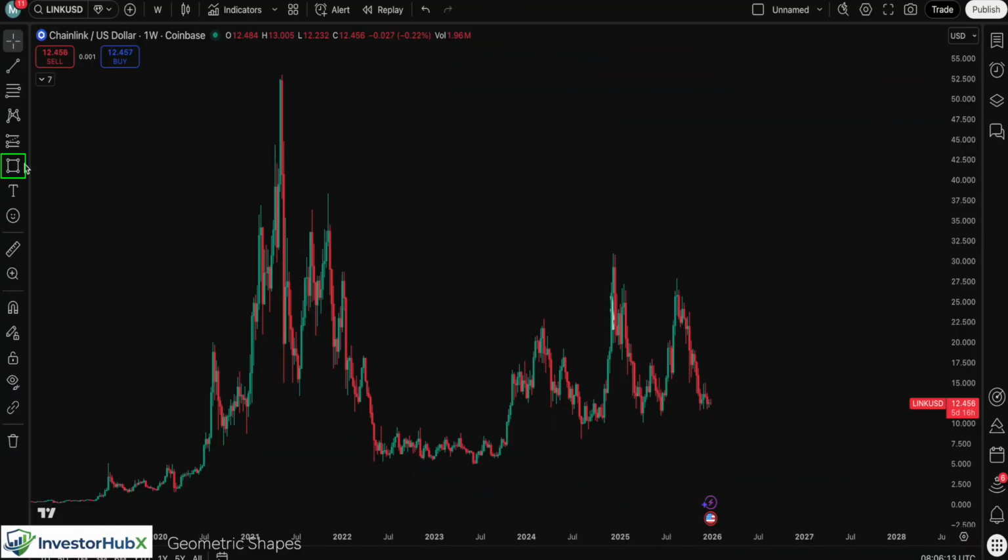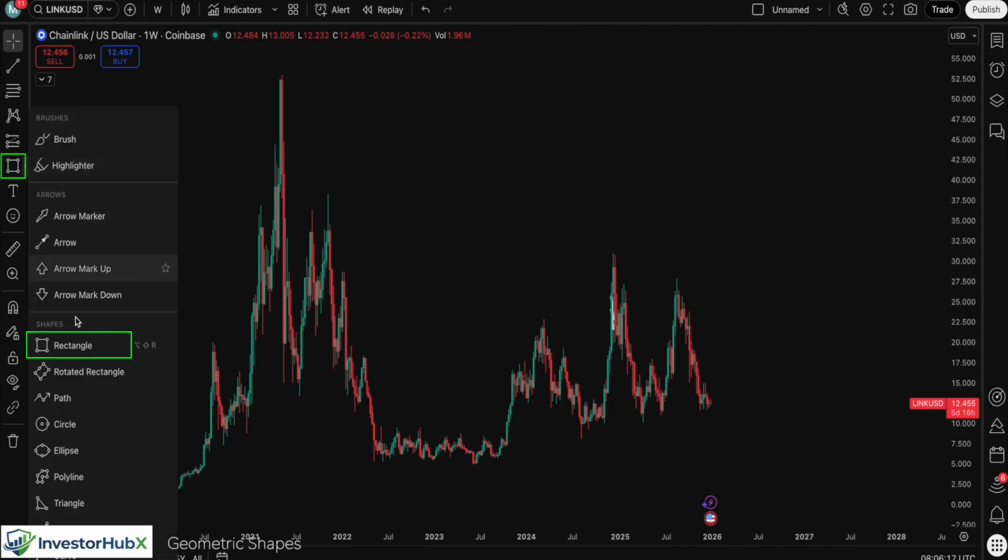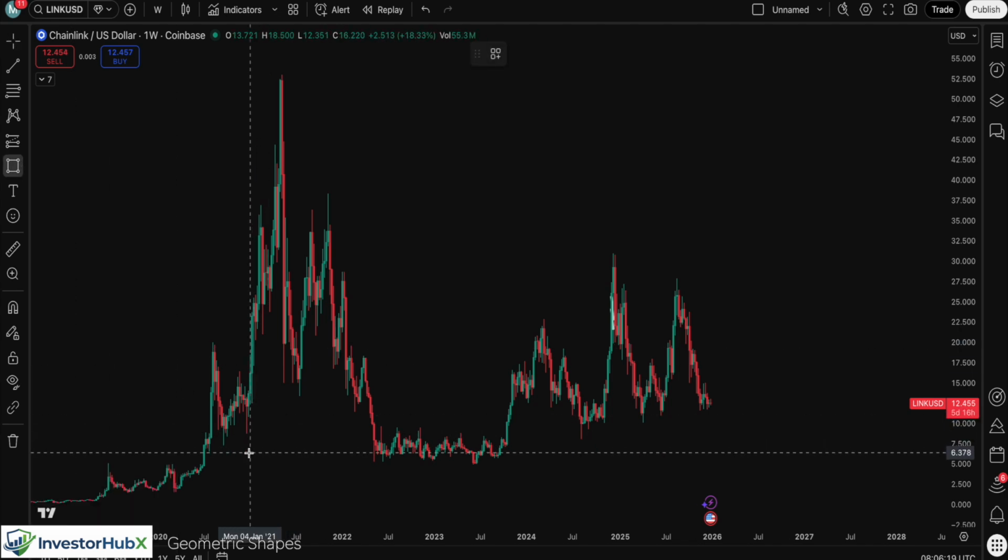Next, let's look at geometric tools. Geometric tools include rectangles, channels, and shapes. These tools are useful when a single line is not enough to describe how price behaves. Sometimes price does not react at an exact level. Instead, price reacts within an area or a zone. This is where rectangles are especially useful. To draw a zone, click on the Geometric Shapes tool and select Rectangle.